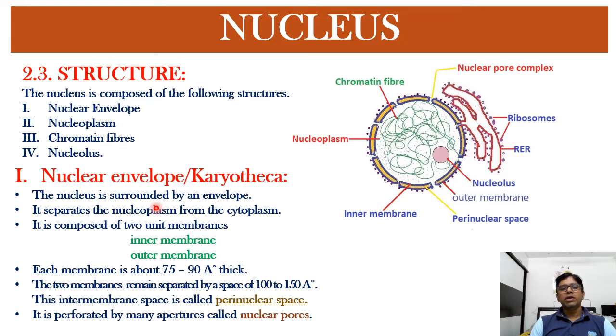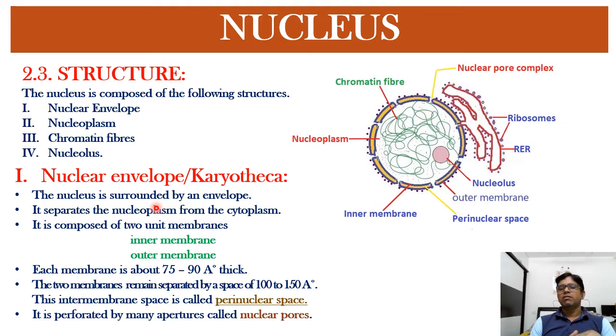In all eukaryotic cells, the nucleus is surrounded by an envelope which is known as the nuclear envelope. This nuclear envelope separates the nucleoplasm from the cytoplasm. The nuclear envelope is composed of two unit membranes. One is the inner membrane and the second one is the outer membrane. Both membranes are unit membranes made up of lipoproteins, and each membrane is about 75 to 90 angstroms thick.